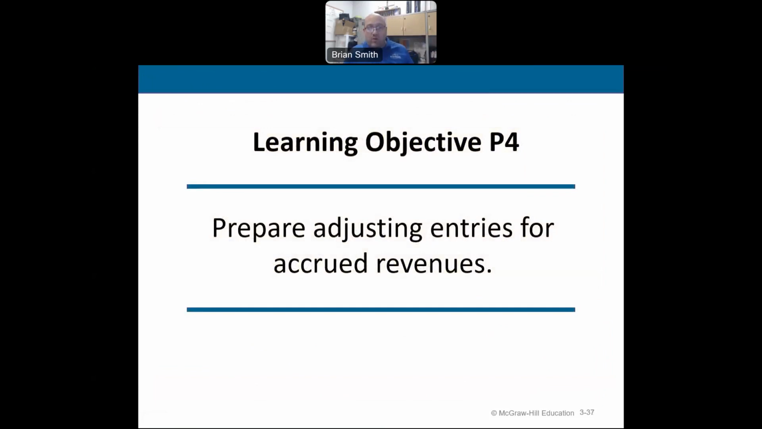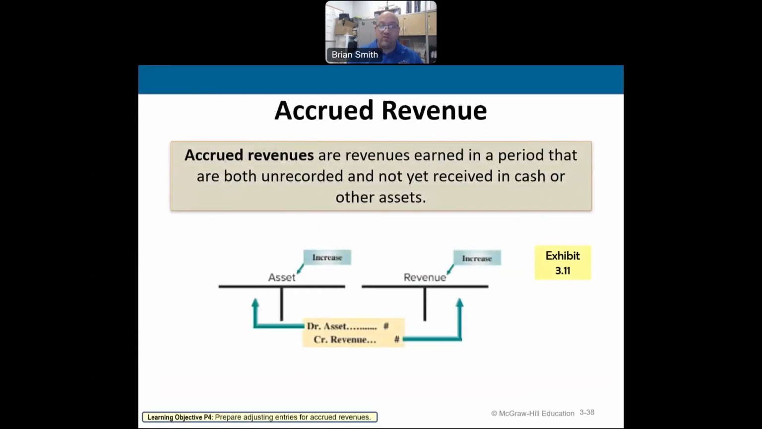Okay, then the last one we're going to talk about is preparing adjusting entries for accrued revenues. These are revenues that we have now earned, but we still haven't gotten paid for.